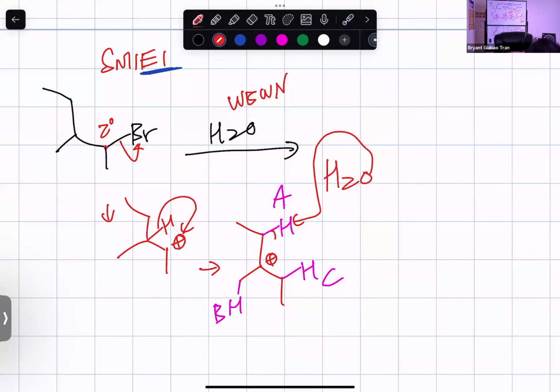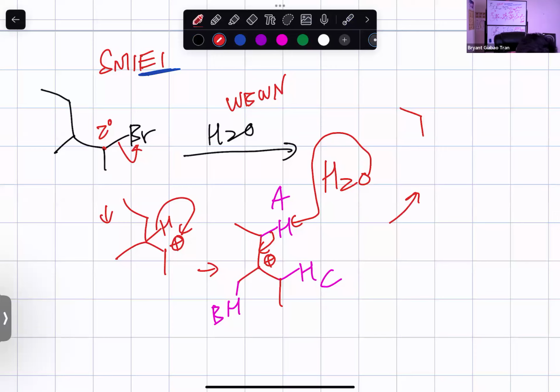It goes towards the positive charge to form this alkene right here, right? Which is tri-substituted, 1, 2, 3. Right. And at this carbon, this is the highest priority group. This is the highest priority group. This is.